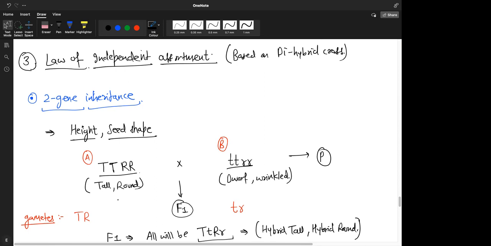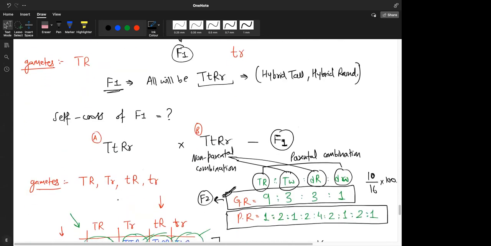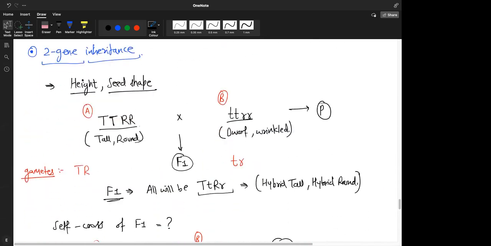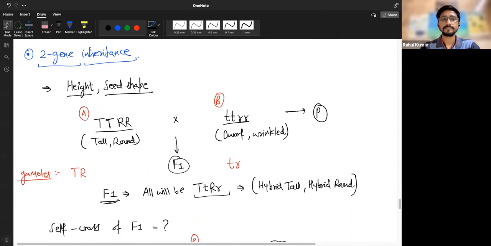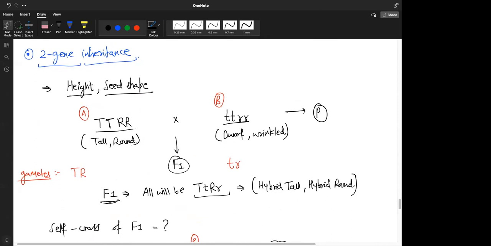So, the law of independent assortment. When two pairs of traits are combined, that is two gene inheritance, we can say, if we take two contrasting traits, that is one height, and we took one seed.